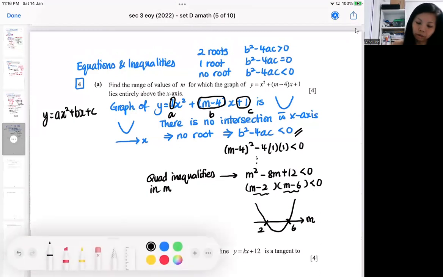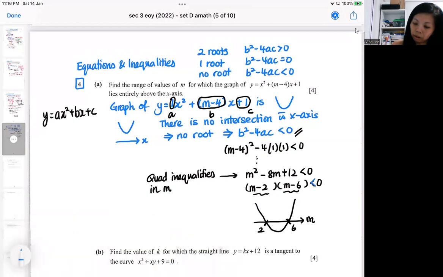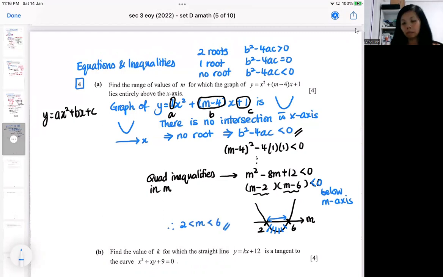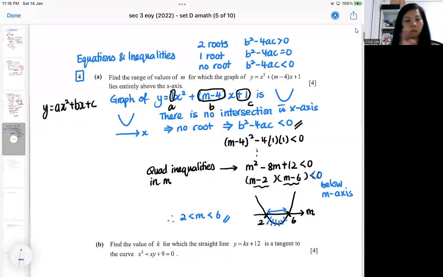Which portion are you interested in? You are interested in the portion below the M axis. So that will be your range of M. So the range of M should be this. So there's a quadratic inequality in question 1, same thing here.